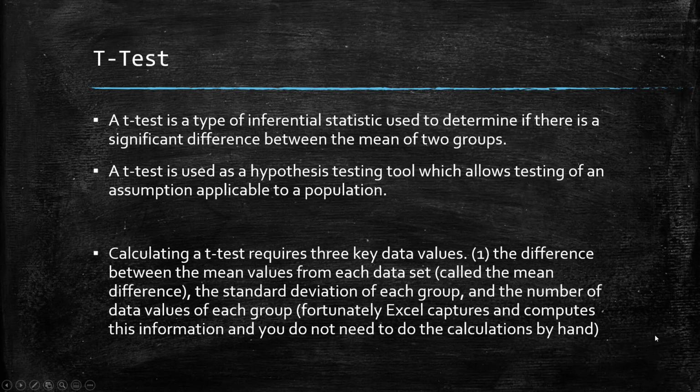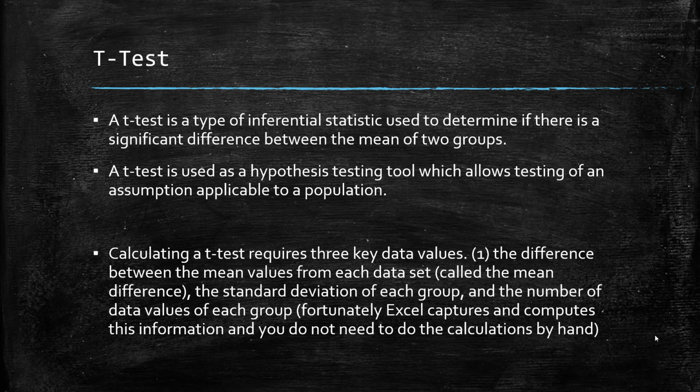Like I said, we're beginning with the t-test. This is the first inferential test you're going to calculate. And a t-test is a type of inferential statistic that's used to determine if there's a significant difference between the mean of 2 groups. That's the independent samples t-test.